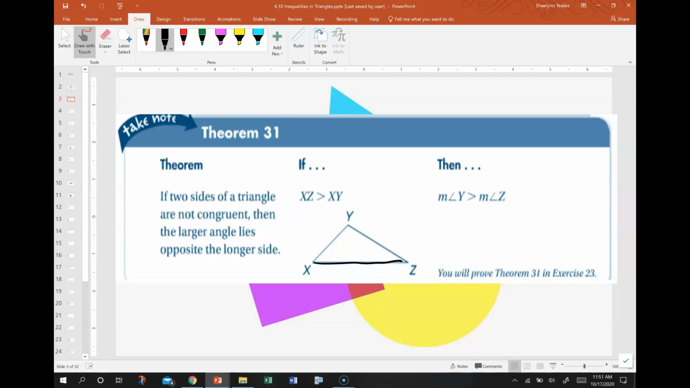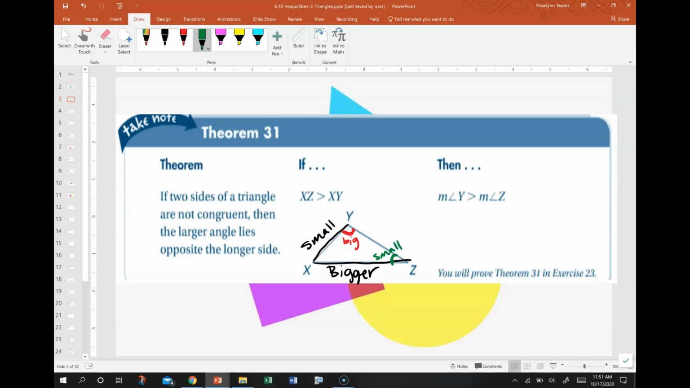So the one they used, they said that XZ, this line, is bigger than XY. So this one is the small one. So they're saying that angle Y is bigger than angle Z.